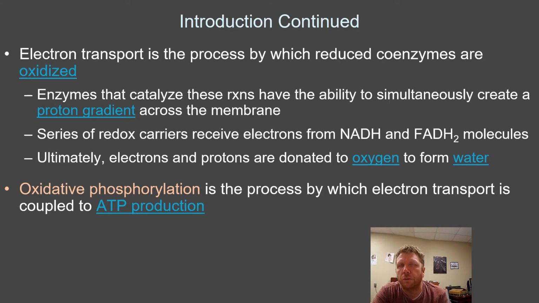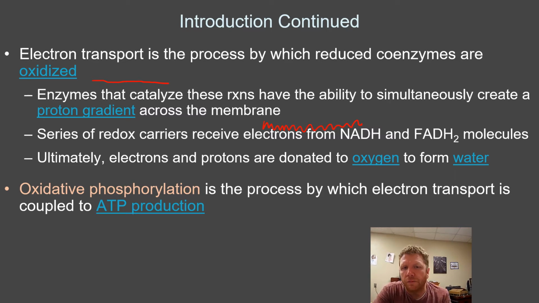So the electron transport is the process by which reduced coenzymes are oxidized. Enzymes that catalyze reactions have the ability to simultaneously create a proton gradient across a membrane. So this is pivotal right here, a proton gradient. So when you think about a gradient, I want you to think about high concentration and low concentration. And a gradient implies a gradual movement of those concentrations, but I want you to focus on the keys of high concentration versus low concentration.